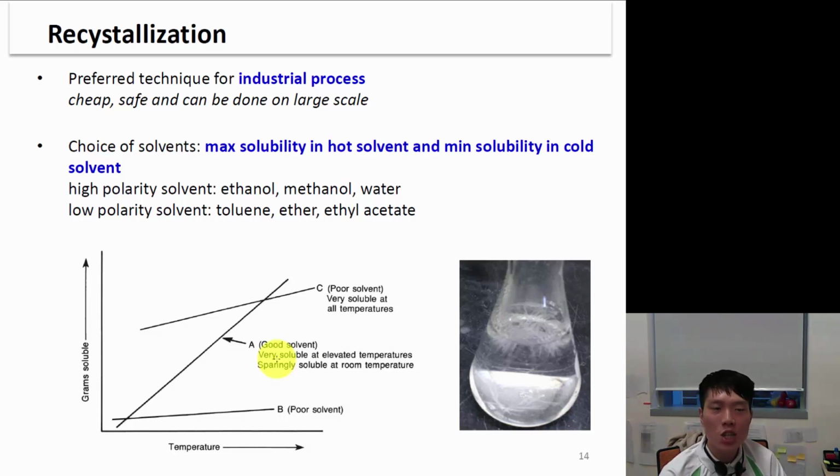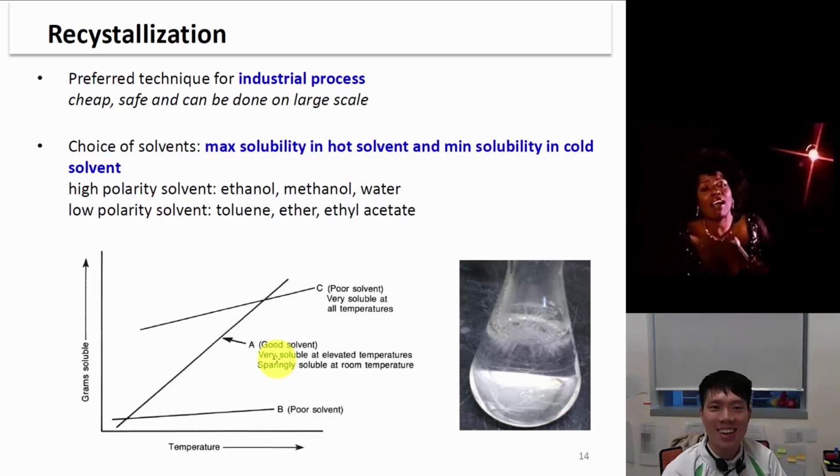For recrystallization, this is the preferred technique in the industrial process because it's safe, cheaper. Cost is always the thing about industry, and it can be done on a large scale. Imagine those guys in the industry in Jurong Island do column chromatography for several tons. I don't know how they survive.